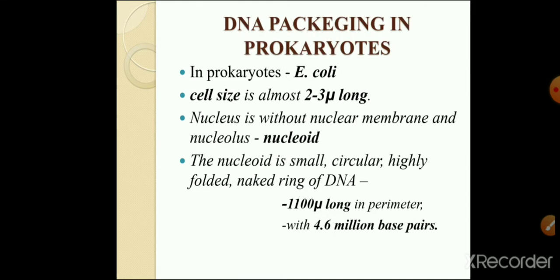Now, start with DNA packaging in prokaryotes. In a prokaryotic cell like E. coli, the cell size is almost 2 to 3 micron long. They do not have a well-organized nucleus. It is without nuclear membrane and nucleolus. The nucleoid is a small, circular, highly folded, naked ring of DNA which is 1100 micron long in perimeter, containing about 4.6 million base pairs.